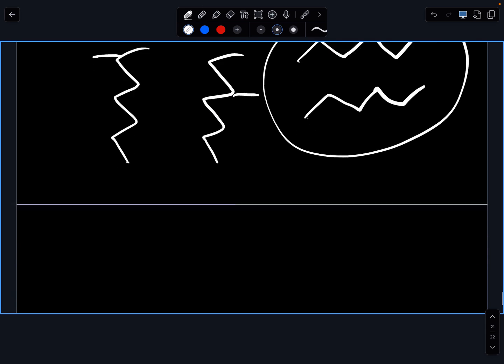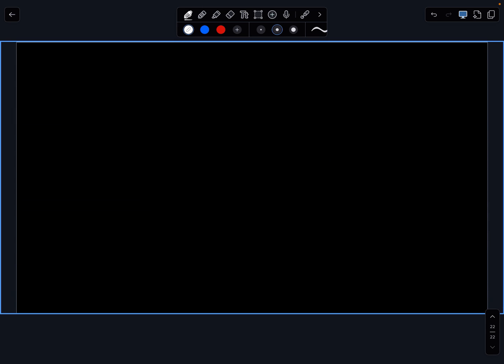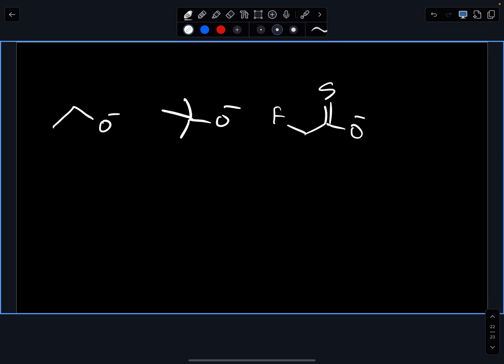Okay. This one was one of the worst ones done when I graded them. O minus, O minus F, O minus Cl, S O minus. So these are the 4 bases, and you are asked to rank them in order of strength, increasing, so weakest to strongest.